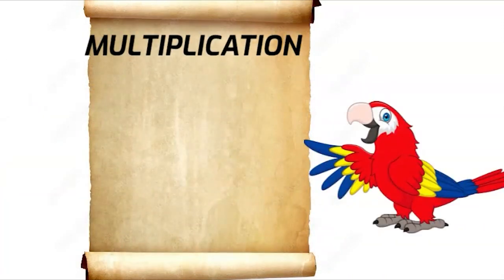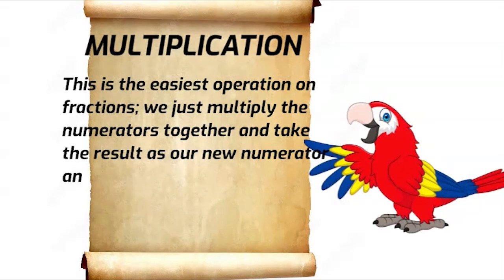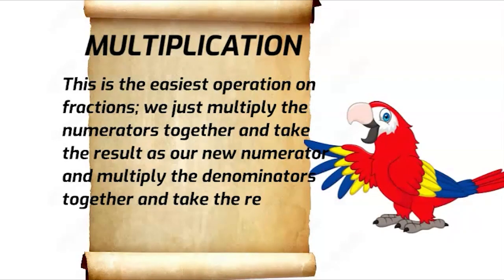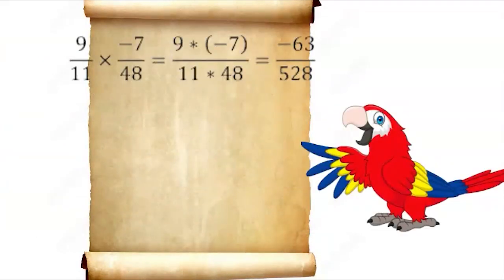Now, we move on to multiplying fractions. This is the easiest operation on fractions. We just multiply the numerators together, and take the result as our new numerator, and multiply the denominators together, and take the result as our new denominator. Let's multiply 9 over 11 by minus 7 over 48.